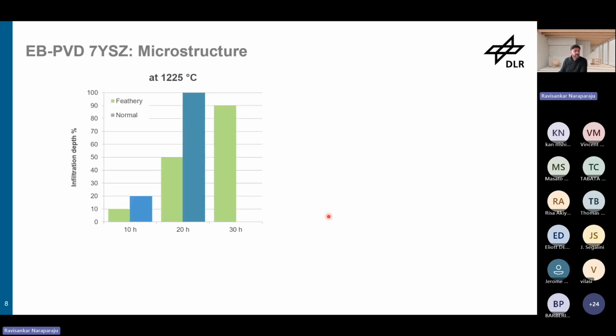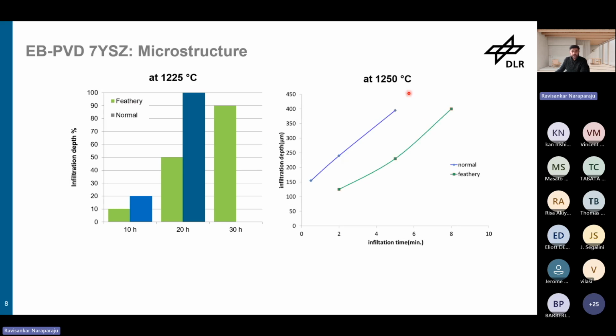We have done some infiltration tests at 1225 degrees centigrade, where our CMAS composition is not completely molten. That gives us extra time to resolve the infiltration kinetics. As you can see, we have gone up to 30 hours of infiltration, and at 1225 degrees the normal, standard microstructure had already infiltrated after 20 hours, so we have a 400 micron thick coating. But with the feathery microstructure, we observed that this could really reduce the infiltration kinetics a lot. Then we went to a little higher temperature, 1250, where it is readily molten and very much less viscous.